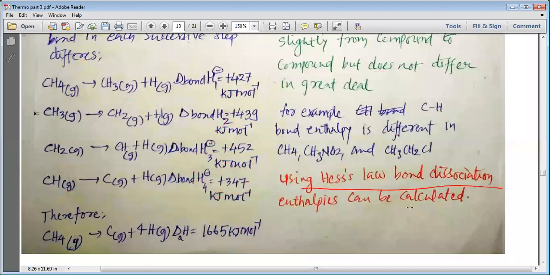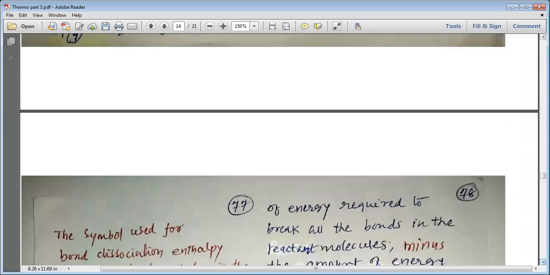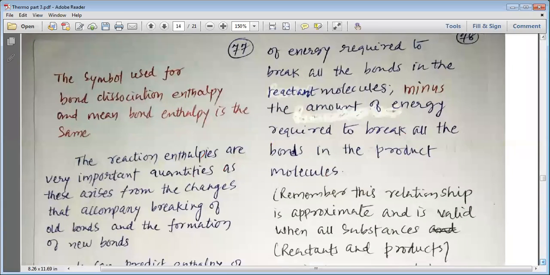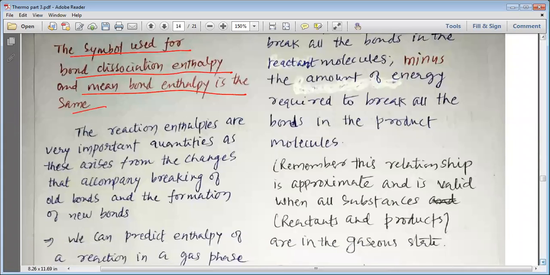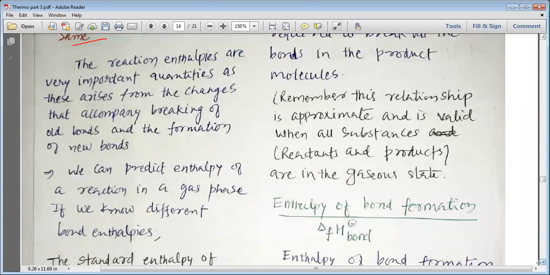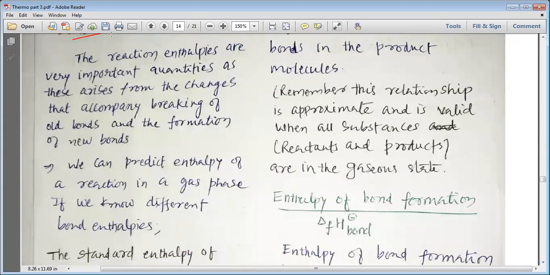Now, using Hess's law, bond dissociation enthalpy can be calculated. So, this is again one of the very good applications of Hess's law, that using Hess's law we can calculate the bond dissociation enthalpy. The symbol used for bond dissociation enthalpy and mean bond enthalpy is the same. So whatever symbol we use, either for bond dissociation enthalpy or mean bond enthalpy, we use the same kind of symbol.